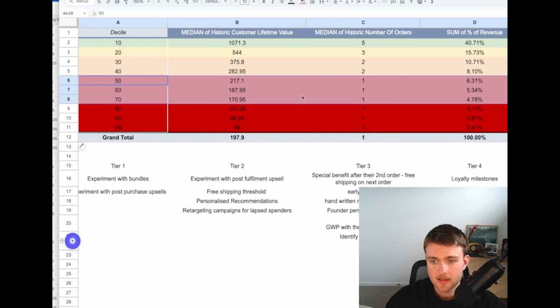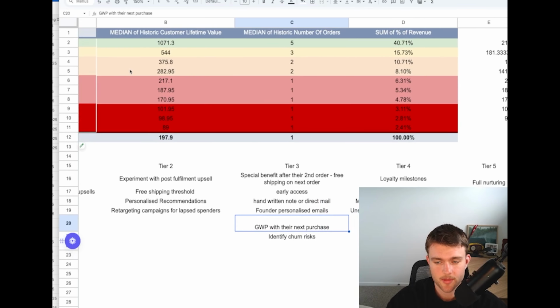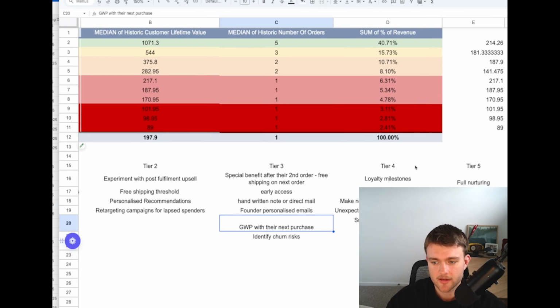Tier 3, they've now placed their second order. Maybe we want to give them a special benefit: free shipping on their next order, early access to the next drop, a handwritten note saying thank you for becoming a second orderer, founder personalized emails, a gift with purchase for their next purchase. And then also we want to identify churn risks. Who placed a second order but never quite placed a third order, and how can we reactivate them?